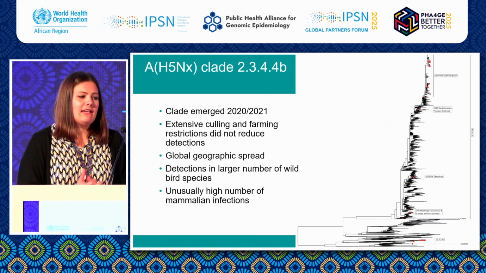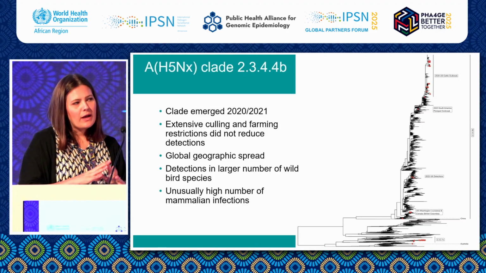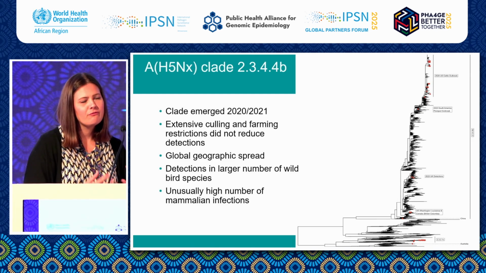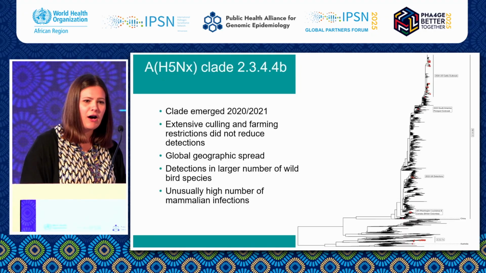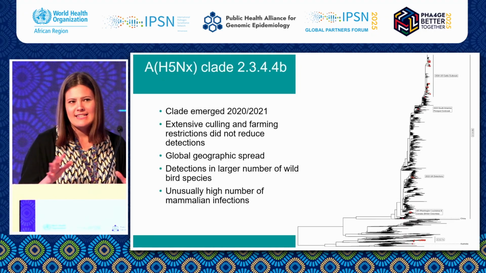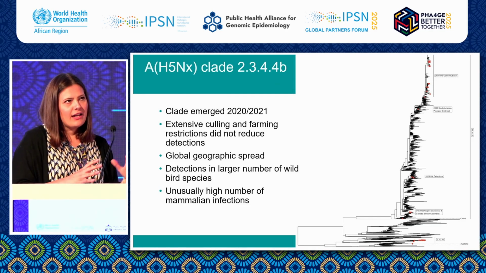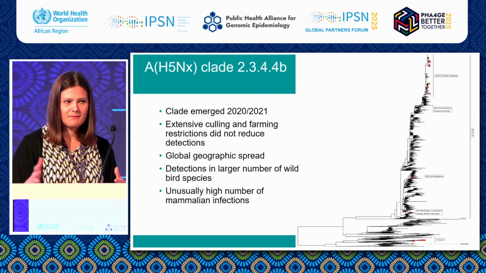So this clade emerged in 2020 to 2021, and it was quite different to what we'd seen before in avian influenza because it wasn't really managed by normal animal health practices. So culling on farms or housing orders didn't really seem to reduce the burden. And we also saw an expanded host range. We were seeing lots more shorebirds, migratory birds, and this contributed to a global spread.